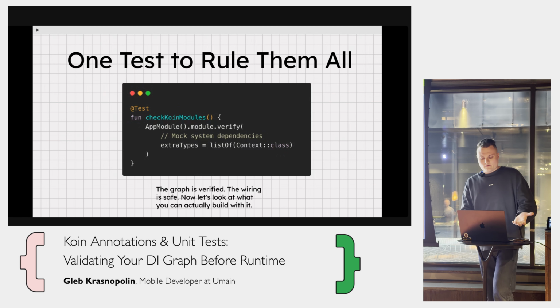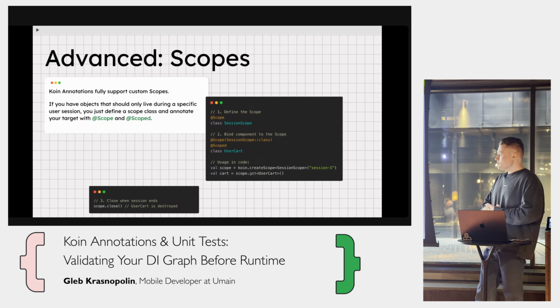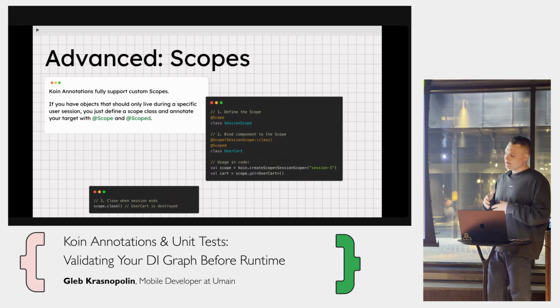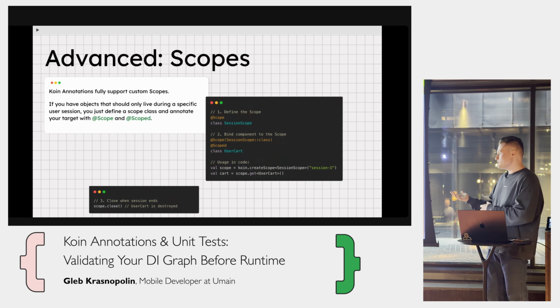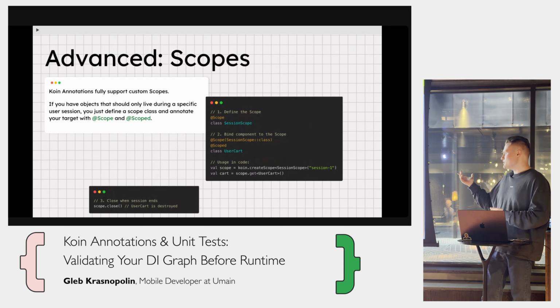Now that the graph is verified, the wiring is safe, we can look at what you can actually do with it and do a little deep dive into Koin. So first, an advanced feature that is very interesting is scopes. Koin annotations fully support custom scopes. If you have an object that should only live during a specific period of time or user session, you can just define a scope using the @Scope or @Scoped annotation. And in this case, the cart will only live within this particular scope that you annotate in your code.